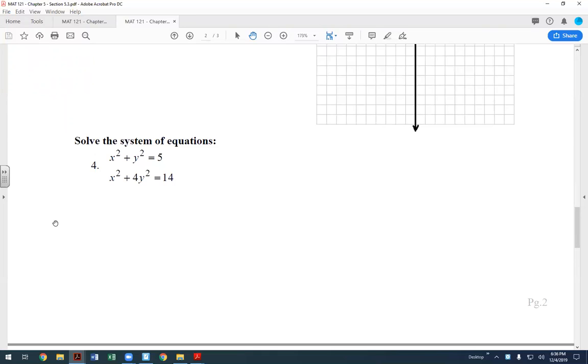So here, do you know what kind of equations these guys are? X squared plus y squared equals 5. X squared plus 4y squared equals 14. The first one should be easy to identify.